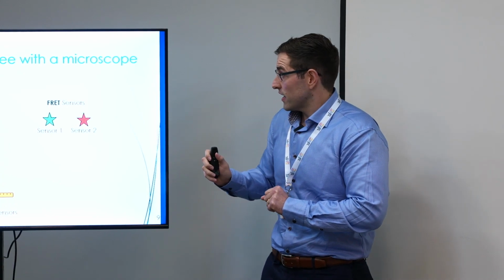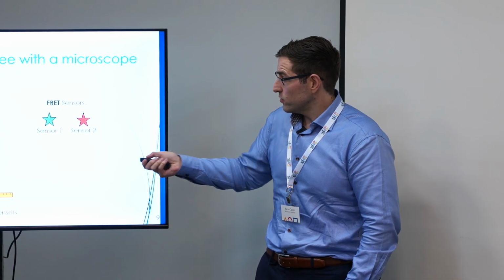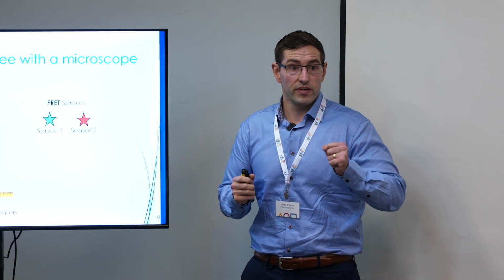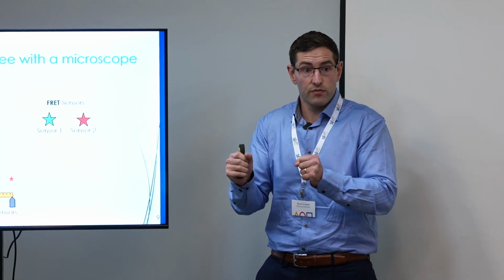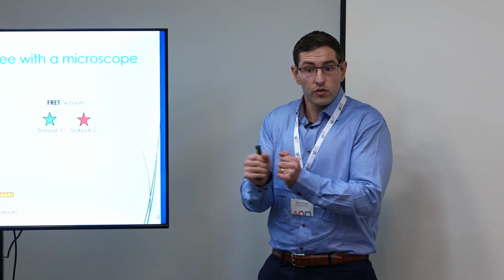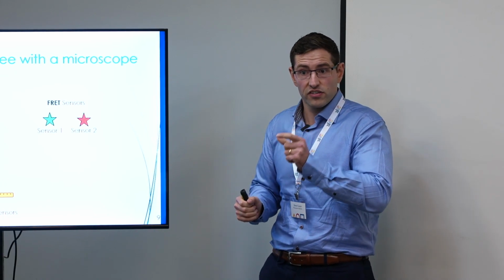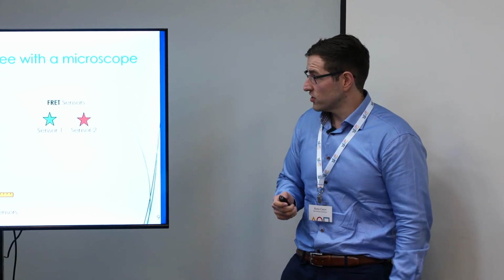So it's actually pretty simple. We can use these sensors, and if we see green light, we know they're far away, and if we see red light, we know they're close. So we can use this change in light as a little spectroscopic ruler to monitor changes over time.